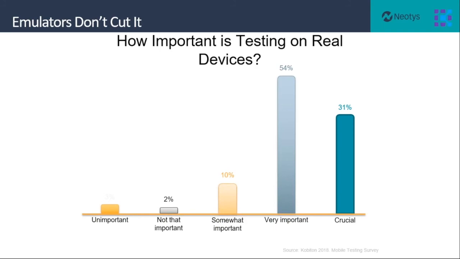It's quite telling and consistent with what we've seen in the industry, that people feel it's crucial or very important. Over 85% of the respondents tout how important it is to test on real devices. And I'm going to explain how important it is not just to test on real devices, but also to test on those devices geographically distributed, as well as while the server is under load.